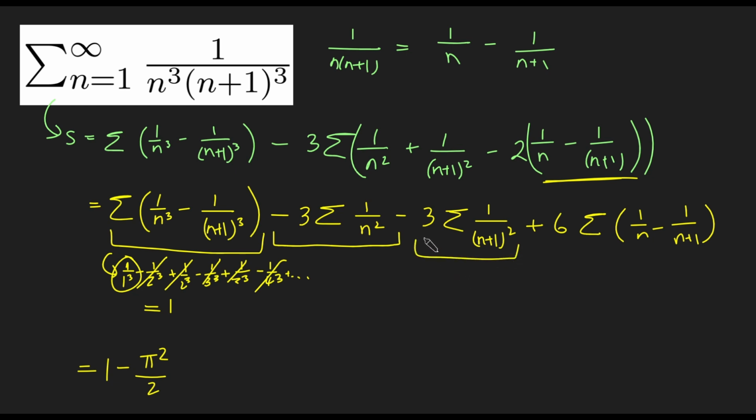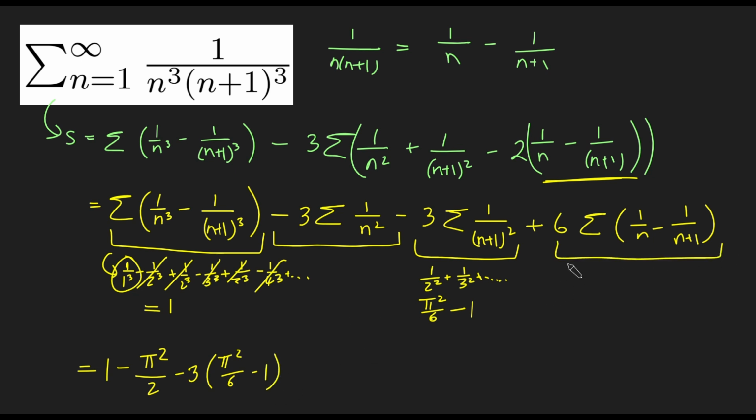Well, this is minus 3 lots of the sum of 1 over n plus 1 squared. So it looks very similar to this. What is this sum? Well, this is just 1 over 2 squared plus 1 over 3 squared plus and so on. So this is just going to be pi squared over 6 minus 1. And so this is going to be minus 3 lots of pi squared over 6 minus 1. Lovely. Now, how about this last term here?